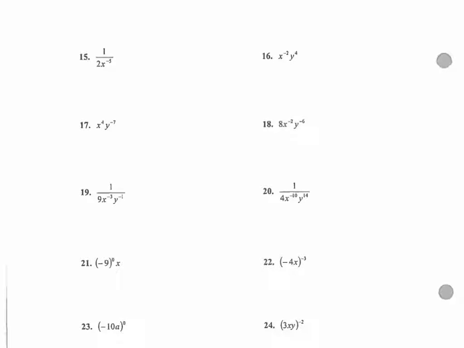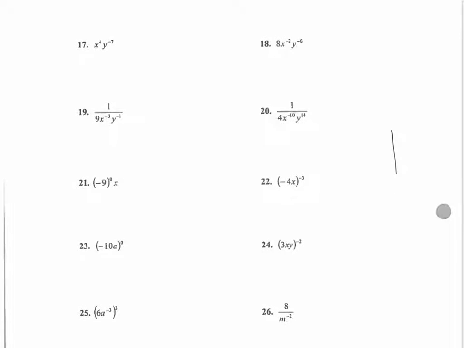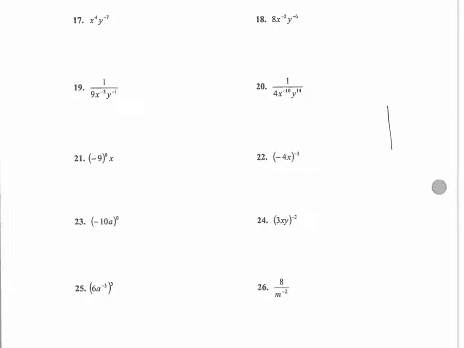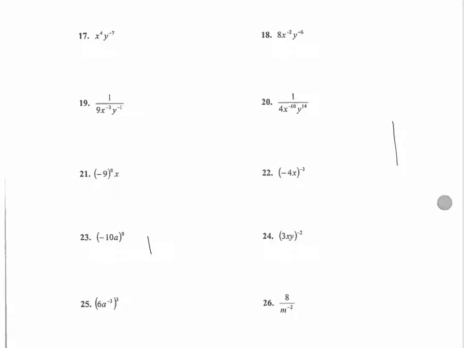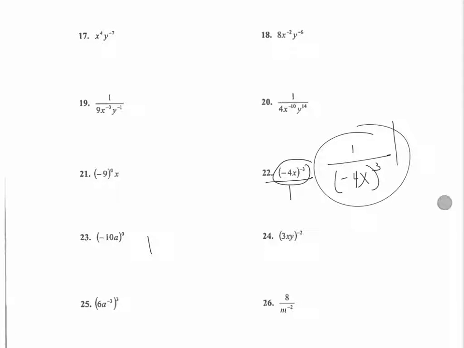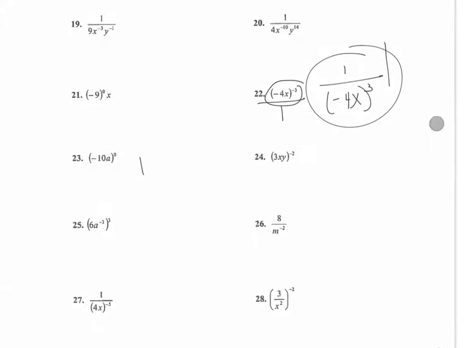Let's look here. Which one should I do? How about number 23? Negative 10a to the 0 power. What's that all equal? 1. If I look at 22, this is all turning into a fraction and shifting down because it all belongs to that negative exponent. So 1 goes on the bottom, and then I have negative 4x to the positive cubed. And I'm done for now. Later down in the week, we'll keep going on how we would do a problem like that.